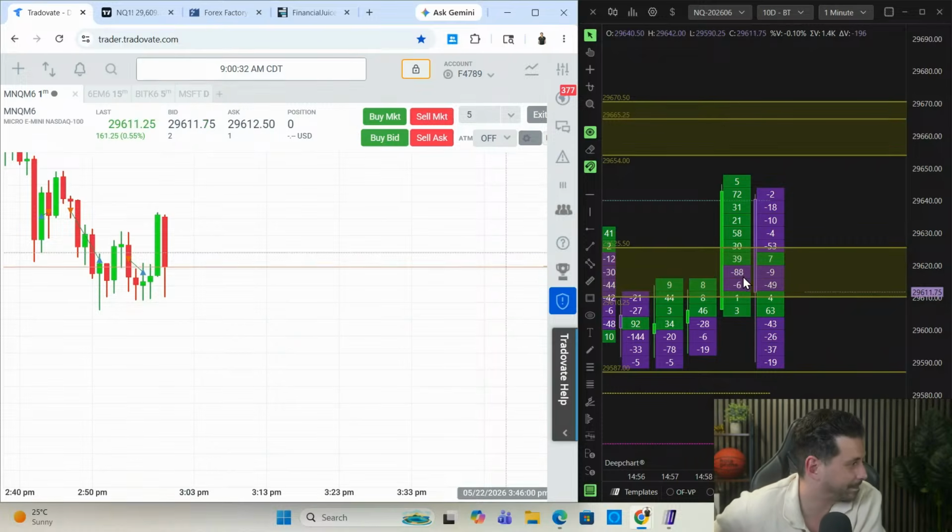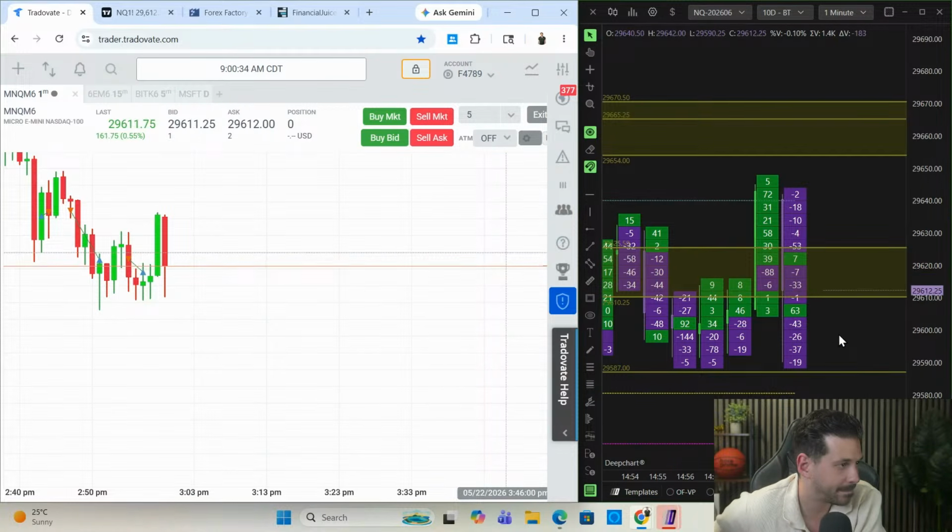But either way, I don't like it. Now all the buyers are trapped at the top here. Again, sellers still cannot break through this area.